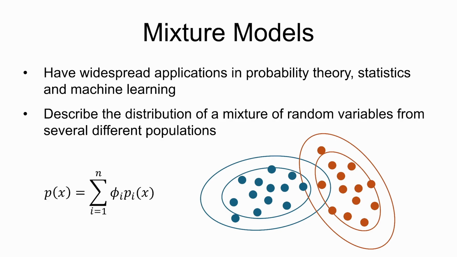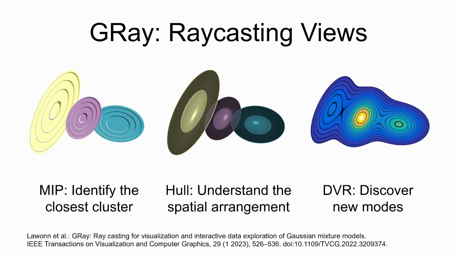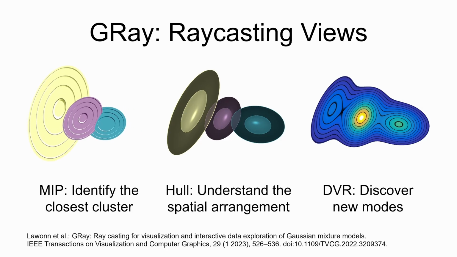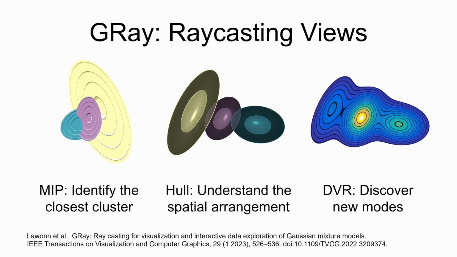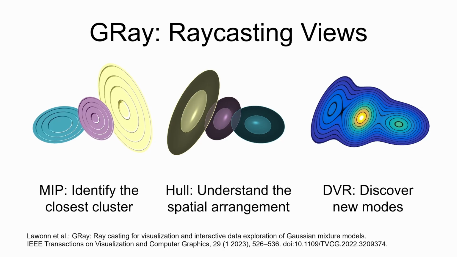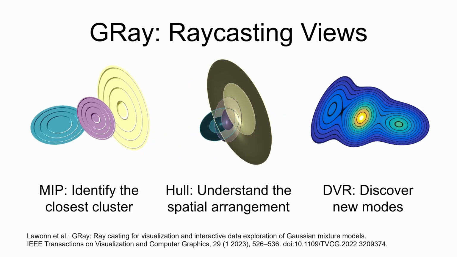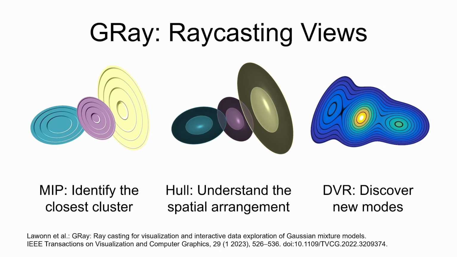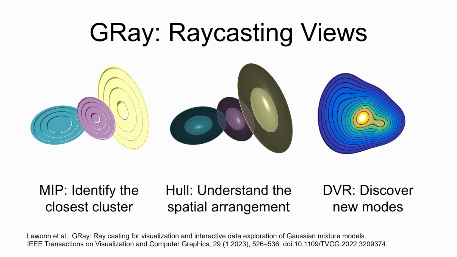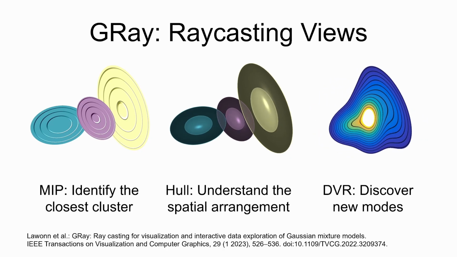its component random variables. Previous work by Lawonn et al. derived an efficient way to render high-dimensional Gaussian mixture models in a three-dimensional view space. The maximum intensity projection allows us to identify the closest cluster. Hulls give the user a better understanding of the spatial arrangement of the model. Direct volume rendering enables users to discover new modes. We extend this concept in multiple ways.